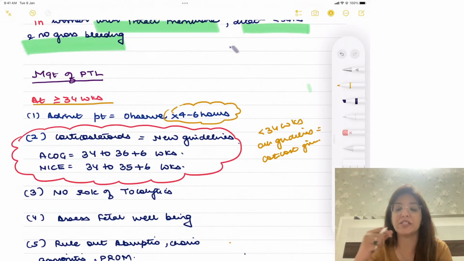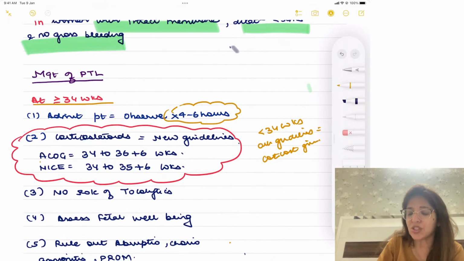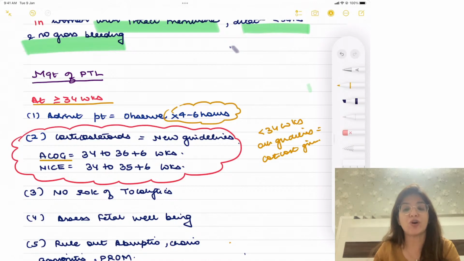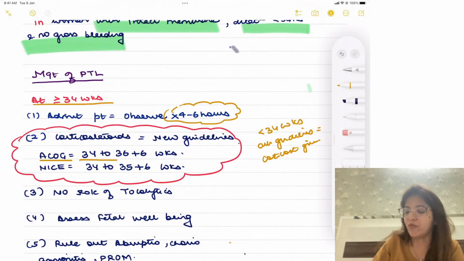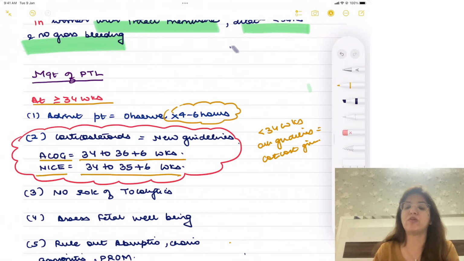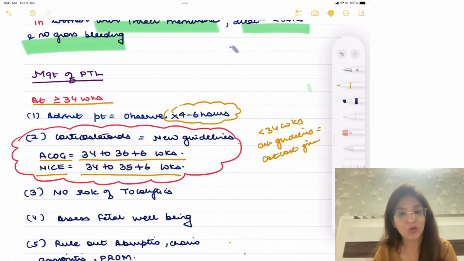But when it comes to preterm labor beyond 34 weeks, ACOG says that corticosteroids should be given from 34 weeks to 36 weeks plus 6 days, whereas NICE guidelines say that it should be given if preterm labor is happening between 34 weeks to 35 weeks plus 6 days, right?